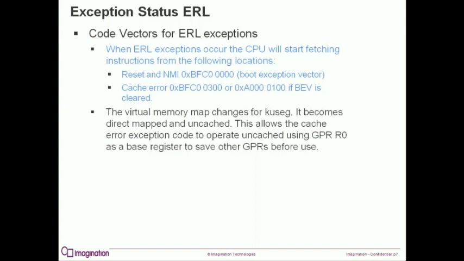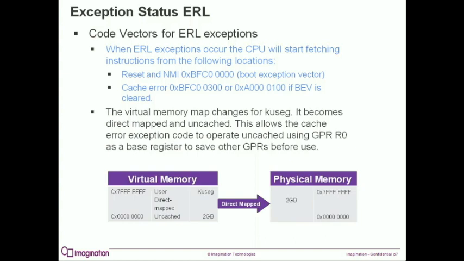The trick is, how do you do that when there are no registers you can safely use, not even as pointers to start saving register values? To solve this issue, when the cache exception vector happens, the ERL bit gets set and the memory map changes. All access to normal user space translated addresses disappear. The program address from 0 through 7FFF become direct mapped and uncached.